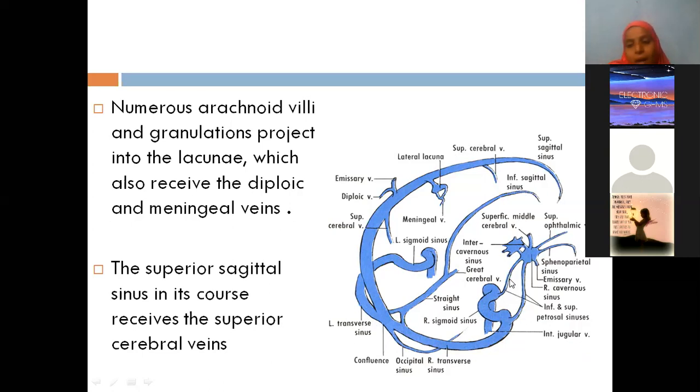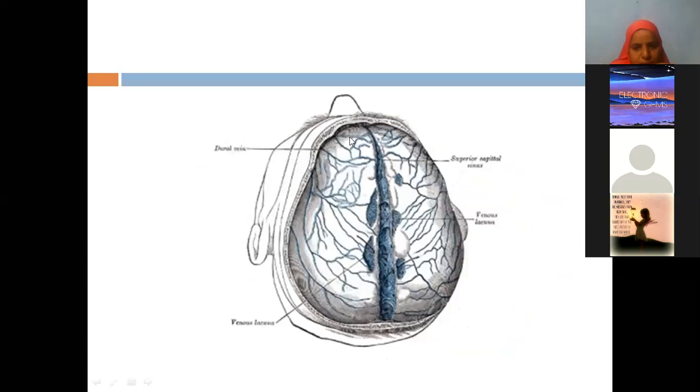Apart from that, on either side of the hypophyseal fossa, where we have the pituitary gland, there we have the right and left cavernous sinuses. Okay, this we will do separately anyhow. You will see more clearly. Numerous arachnoid villi and granulations project into the lacunae, which also receive these. These points are not so important, but you will get confused unnecessarily.